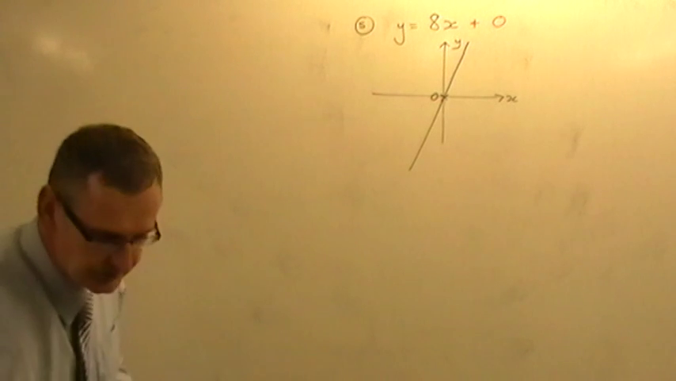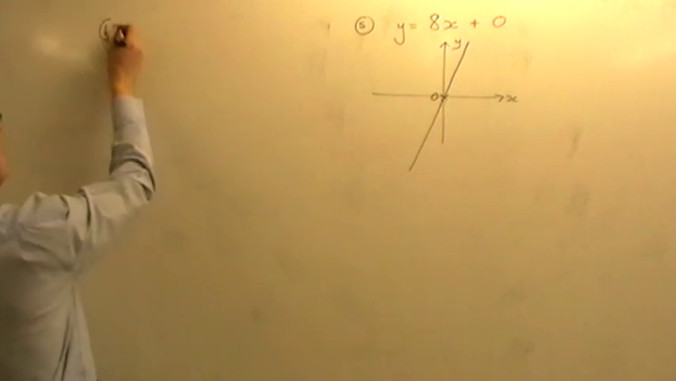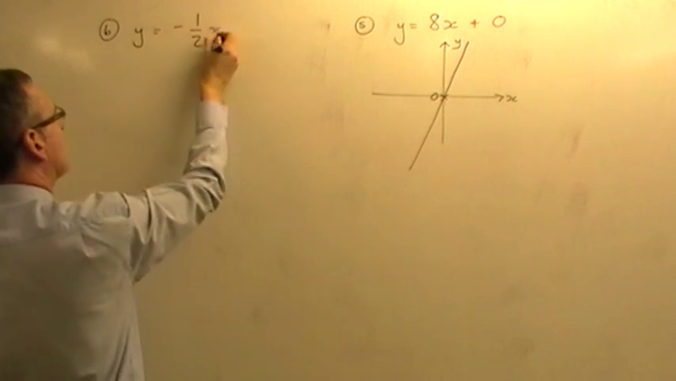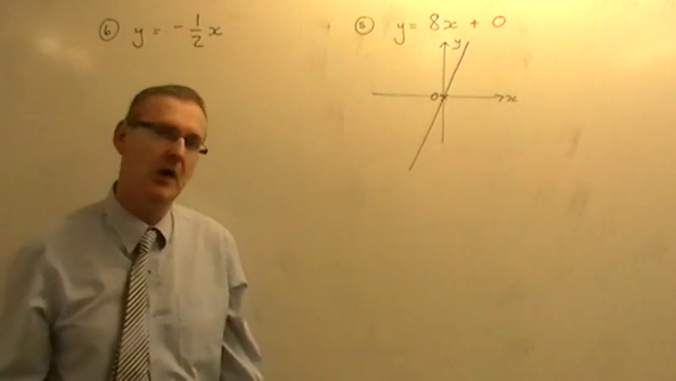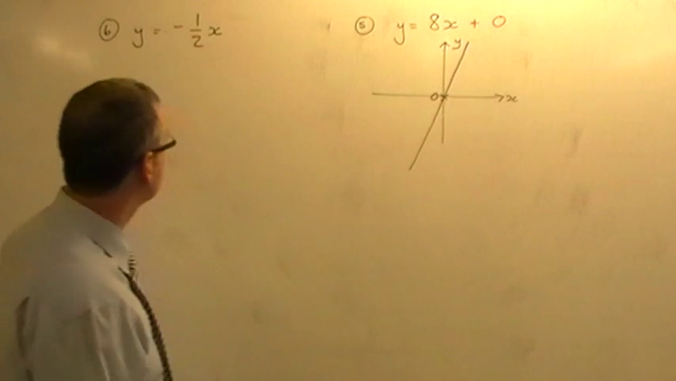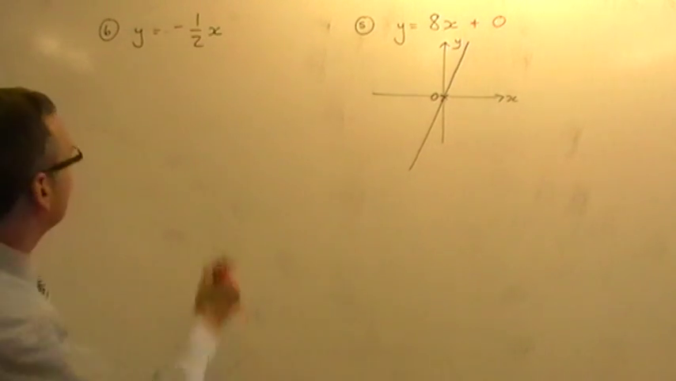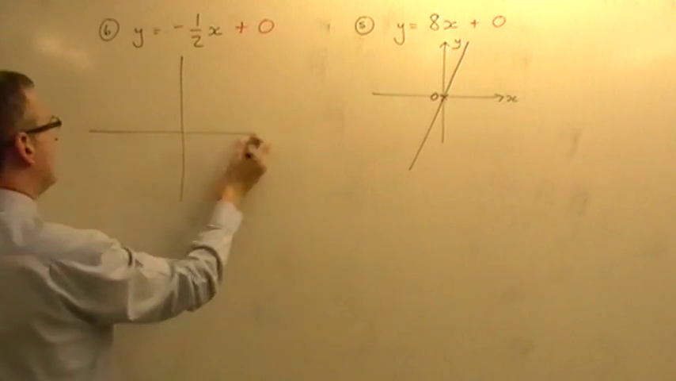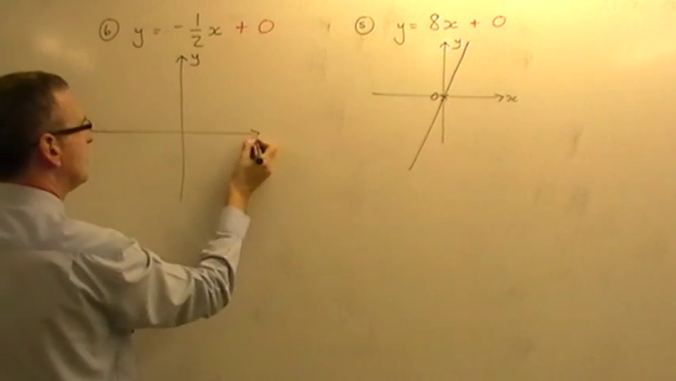Okay, a couple more just to finish off this little section. Y equals minus a half x. Okay, that's it. Y equals minus a half x. Once again, you do not have a number on the end. It's like a plus 0 on the end. So y equals minus a half x will look something like this.